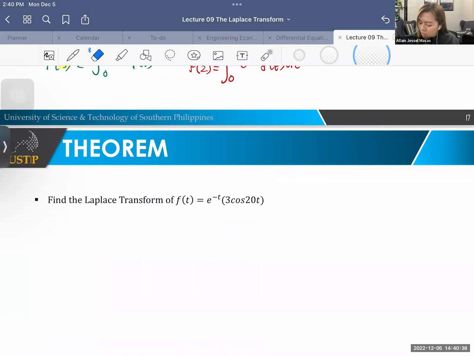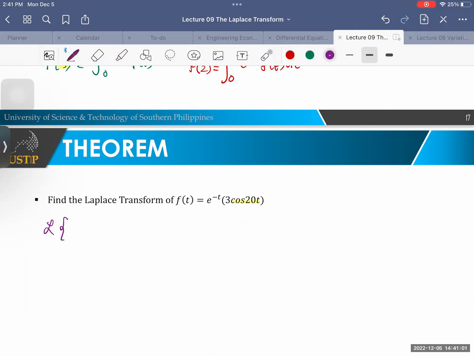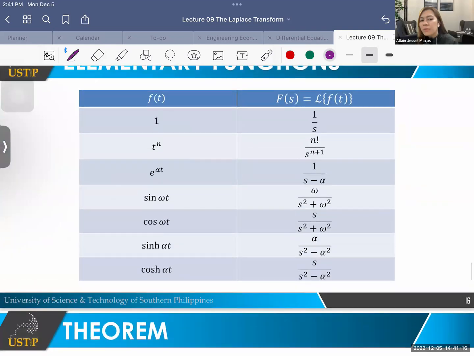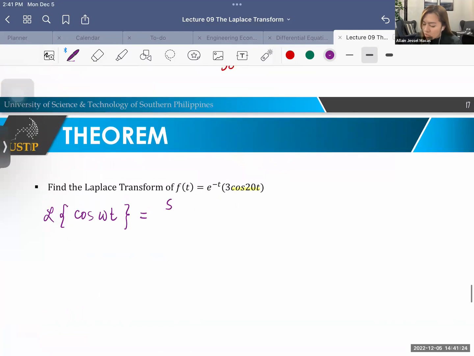What is now the Laplace transform of f of t equal to e to the negative t3 cosine 20t? Sige. So slowly, class. What is the important Laplace transform that you should know? The cosine, right? Cosine of 20t. Correct? To review, class, our Laplace of cosine of omega t is what? Can you recall? Look at the table. Cosine omega t. S over s squared plus omega squared, ma'am. Okay, correct. So that is s over s squared plus omega squared. Okay. And then, susunod.